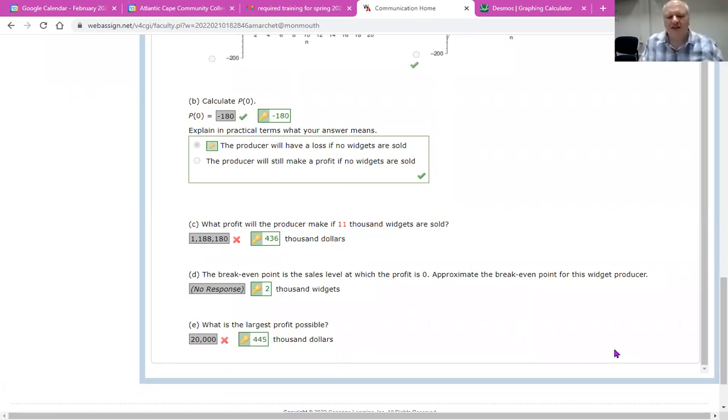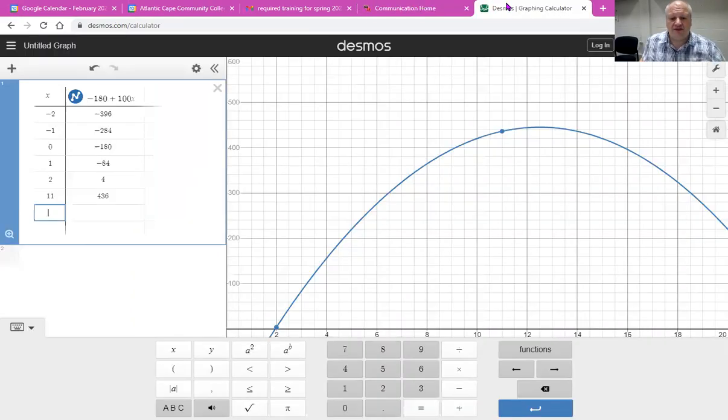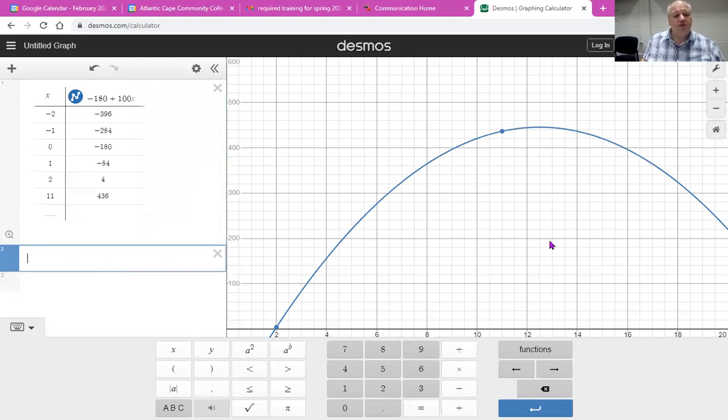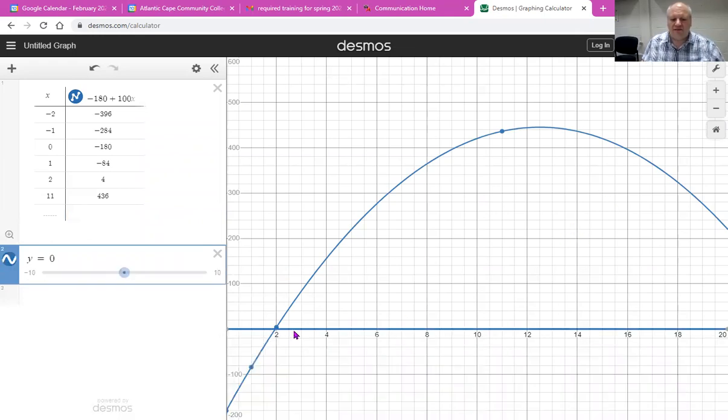Next, the break-even point is the sales level at which the profit is 0. Assume the break-even point for the widget producer. Well, if the break-even point is where the profit is 0, then we're talking about this special place right here. If it helps, you can put in a new formula, y equals 0. Look at that line right there. See how it crosses at 1.952 comma 0?